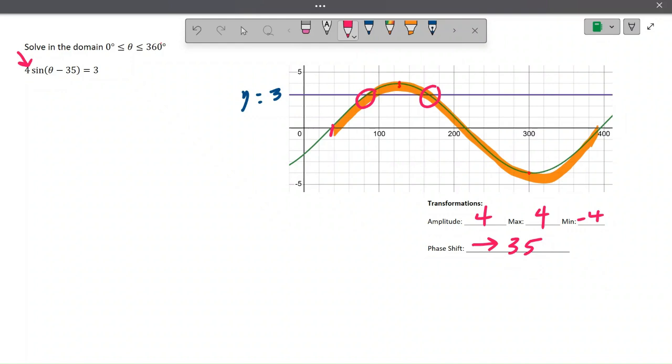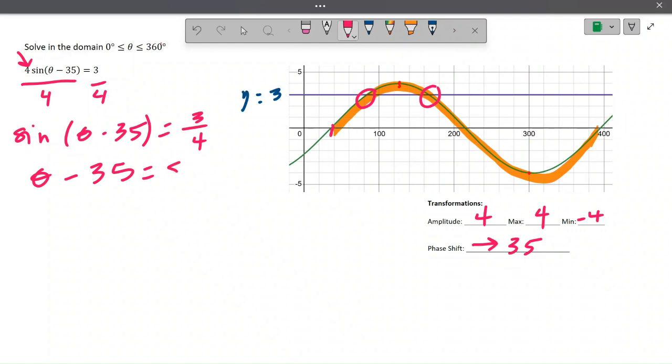So the way we solve is we try to get sine of whatever's in the parentheses by itself. That means we start by dividing by 4 on both sides. When we do that, we end up with sine of theta minus 35 equals 3/4. Then we're just going to take the inverse sine of both sides. When I do that, I'm left with what's inside the parentheses, and then we have the inverse sine of 3/4 here. Okay, the inverse sine of 3/4 is 48.59 degrees. Make sure that your calculator is in degree mode here.